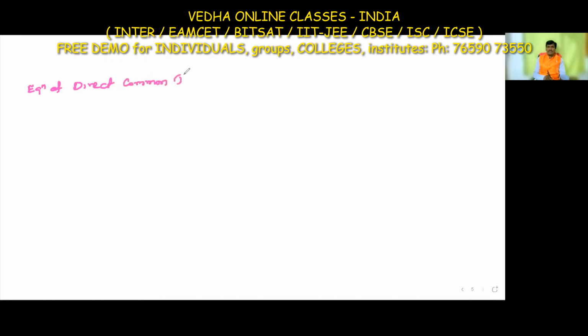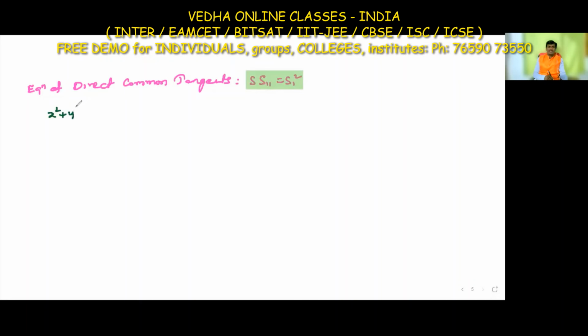Common tangent. Okay, what is the formula? S into S11 is equal to S1 square. Okay, so I am substituting the values. By substituting the values, what is the circle here?